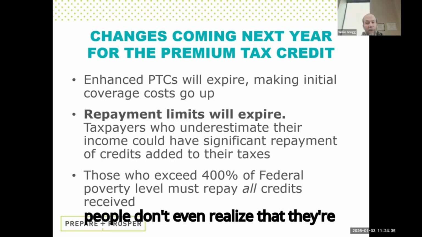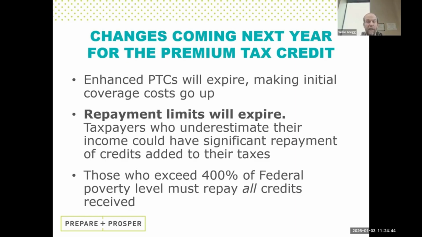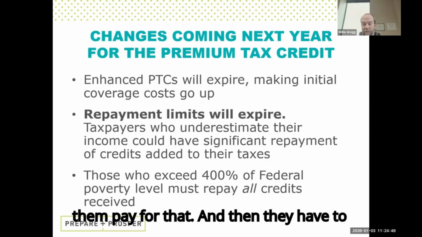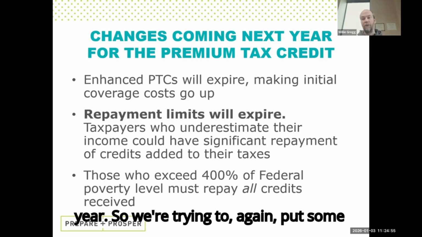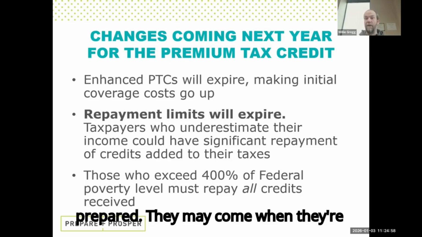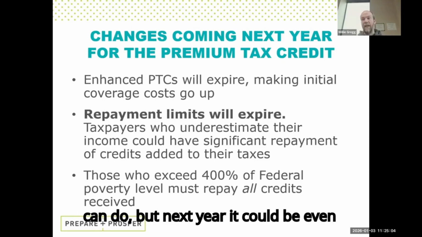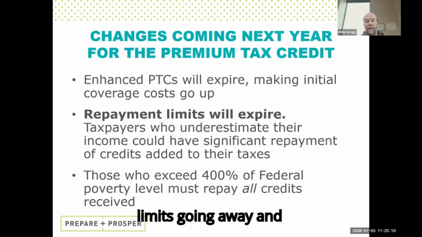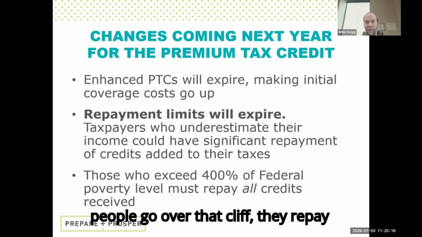And the thing is, a lot of people don't even realize that they're getting tax credits when they apply for MNsure health insurance online themselves. They are very often getting advanced premium tax credit in order to help them pay for that. And then they have to reconcile that on the tax return next year. So we're trying to, again, put some information together so people can be prepared. They may come when their tax return is basically done and ready, not a lot they can do, but next year, it could be even substantially worse with the repayment limits going away and basically the cliff now existing. If people go over that cliff, they repay everything.